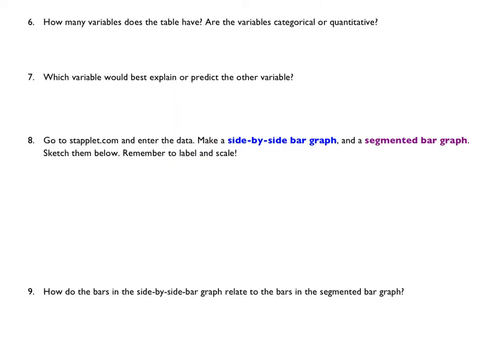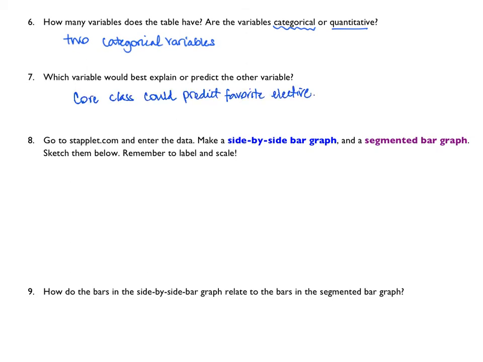As we just said, the table above is called a two-way table. So when it asks us how many variables does the table have, we know it has 2, and are the variables categorical or quantitative? We know that they're categorical. When we're analyzing the relationship between two variables, we often want to know which one would be able to predict or explain the other variable. We could probably argue this one both ways, but we're going to go with the core class could predict the favorite elective.